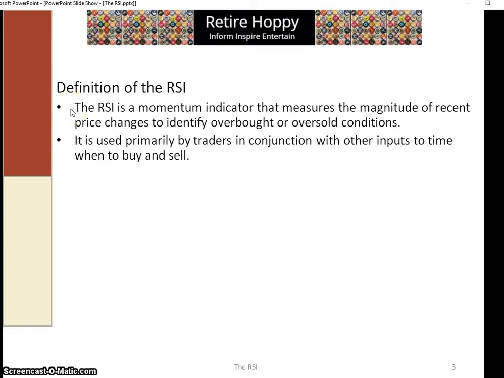Here's a definition of the RSI. It is a momentum indicator that measures the magnitude of recent price changes to identify overbought or oversold conditions. Now, generally speaking, momentum indicators reflect the rate of the rise and fall of price changes in equity-based securities over a period of time. It's used primarily by traders in conjunction with other inputs to time when to buy and sell. And FYI, there are actually many momentum indicators that traders use.